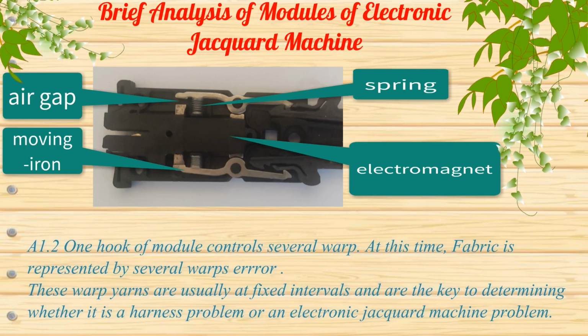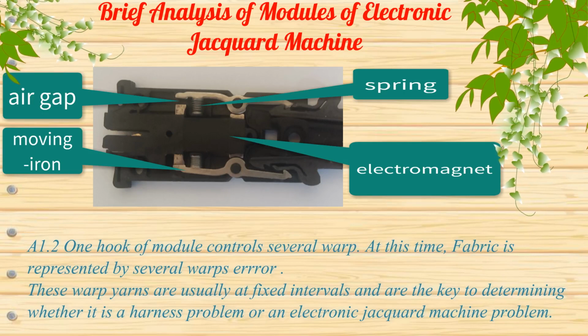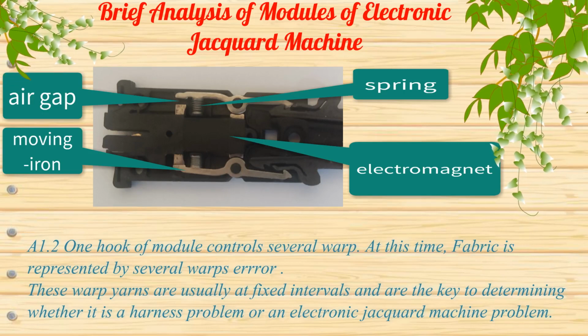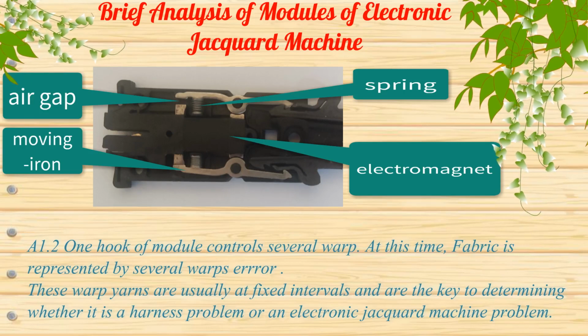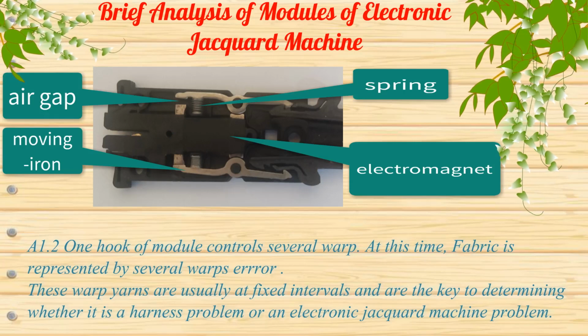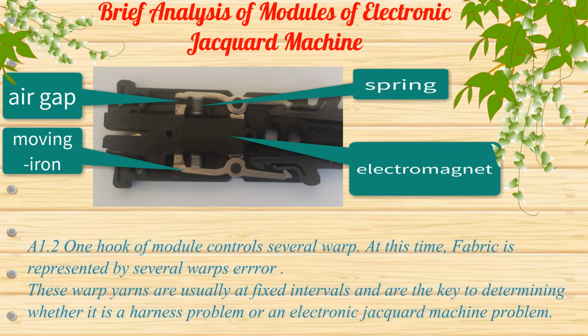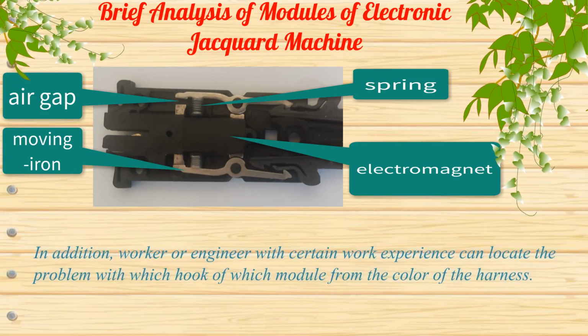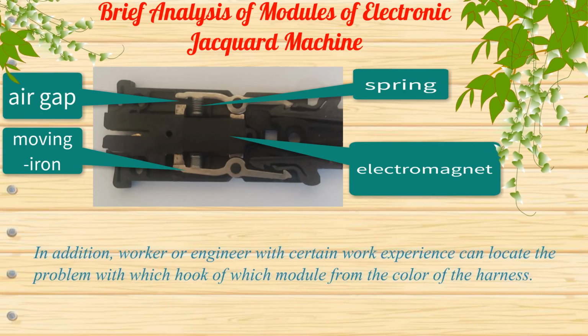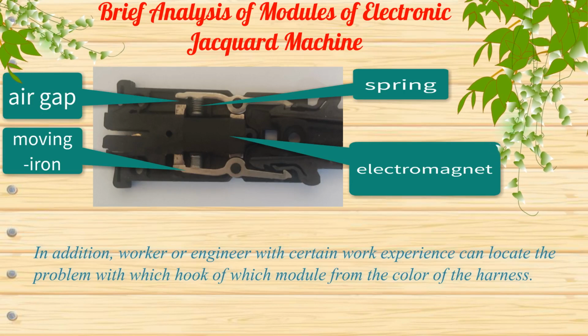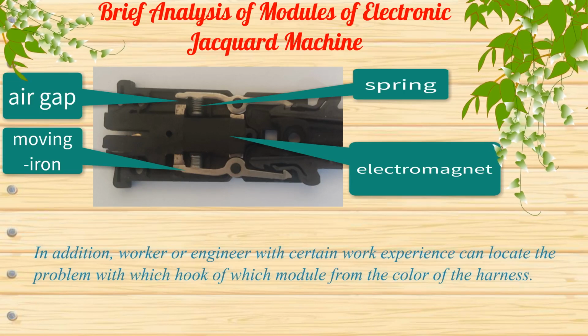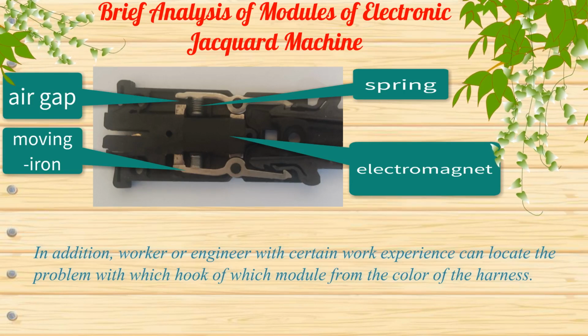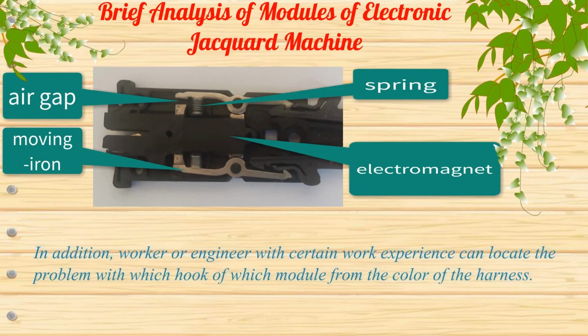These warp yarns are usually at fixed intervals and are the key to determining whether it is a harness problem or an electronic Jacquard machine problem. In addition, worker or engineer with certain work experience can locate the problem with which hook of which module from the color of the harness.